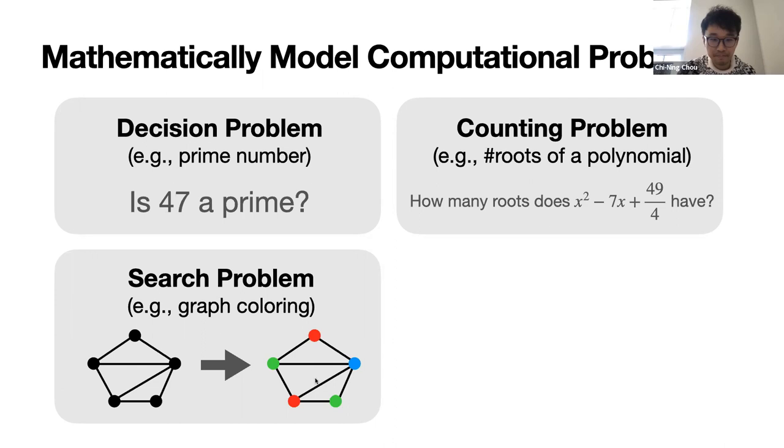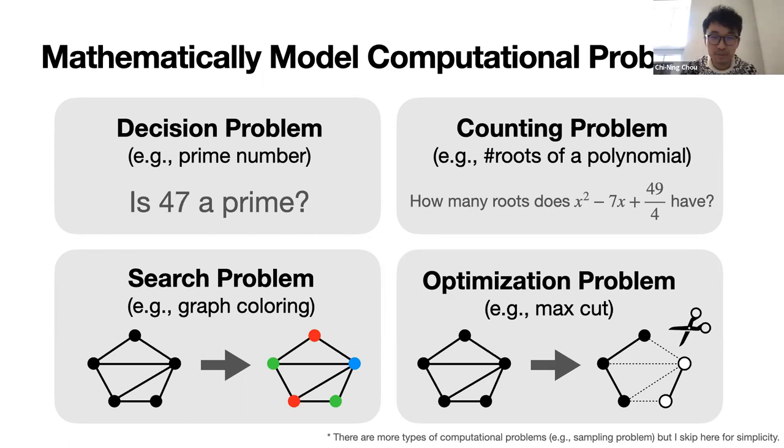And finally, we can also have some kind of optimization problem. For example, we still have a graph here.